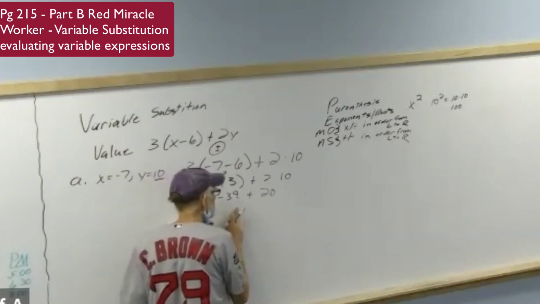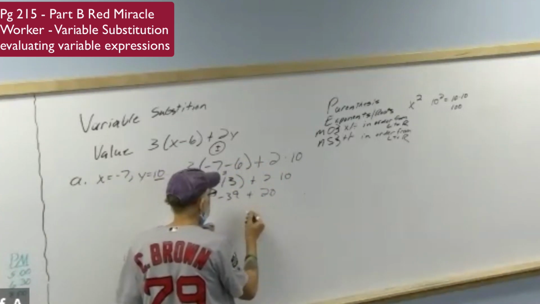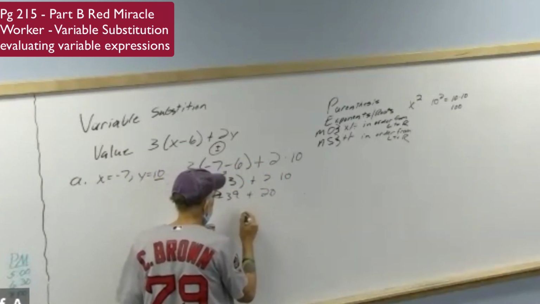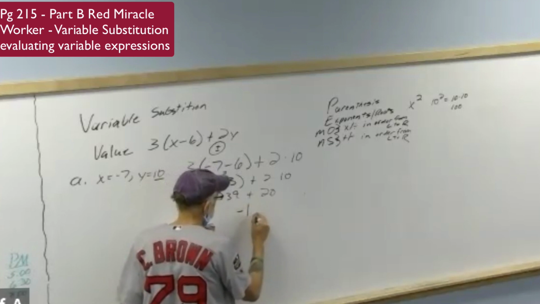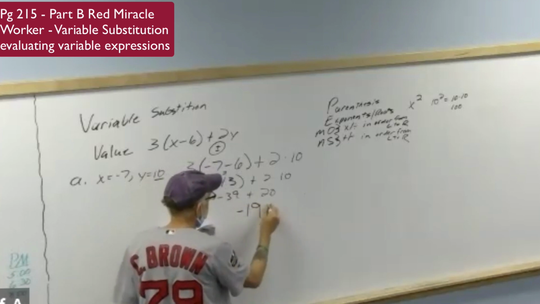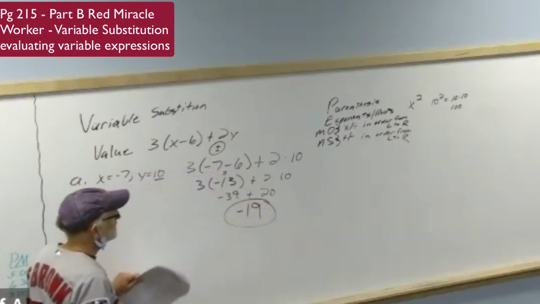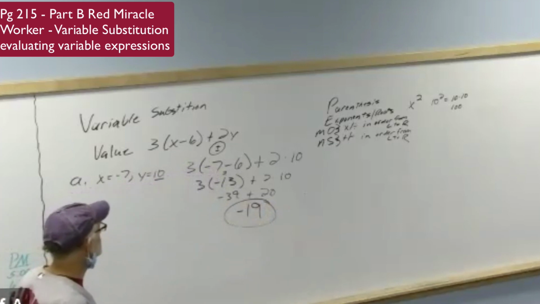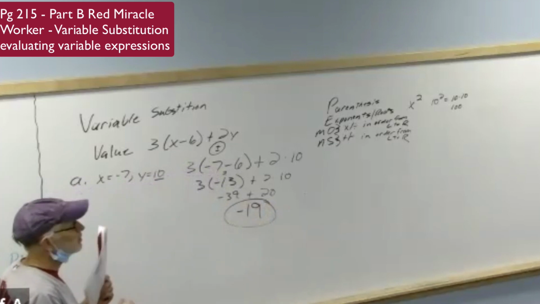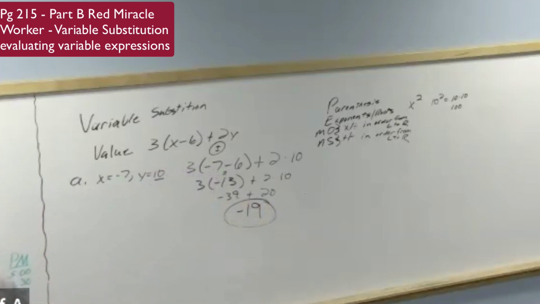Okay, Brandon? -39 plus 20. Did you do that, Brandon? What did you get? You should get -19 if you did it correctly. Okay? Any questions about how to substitute numbers where variables are? Okay. Go ahead, and I want you to try number 22. And I'll go over it with you right over here.